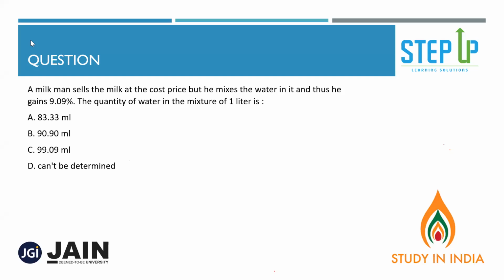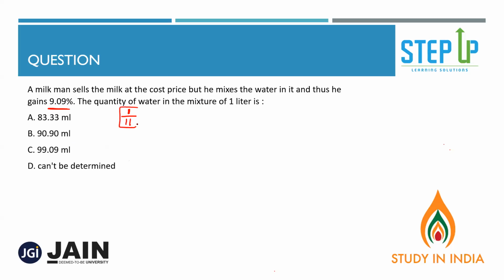My answer is 83.33. B, okay. See, a milkman sells the milk at the cost price, but he mixes water in it, and thus he gains 9.09%. 9.09% is what fraction? One by 11. Now pay attention, people.